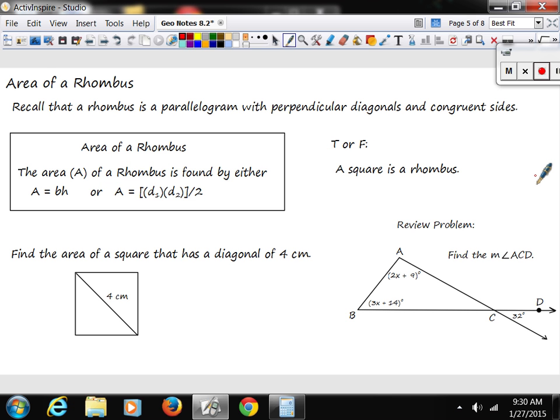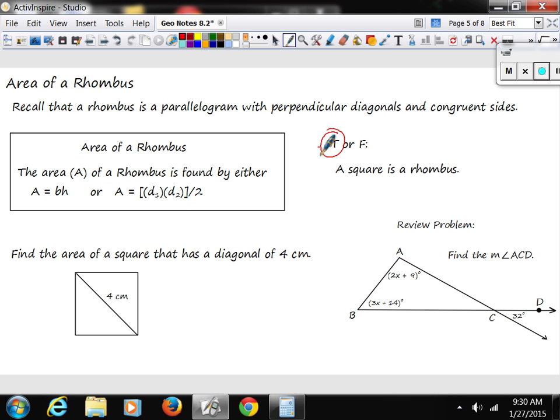Okay, true or false, a square is a rhombus. True. False. A square is a rhombus. False. A rhombus has to have 4 equal sides. That's it. False. A square doesn't have 4 equal sides. True. All it has to have is 4 equal sides. A square is a rhombus.